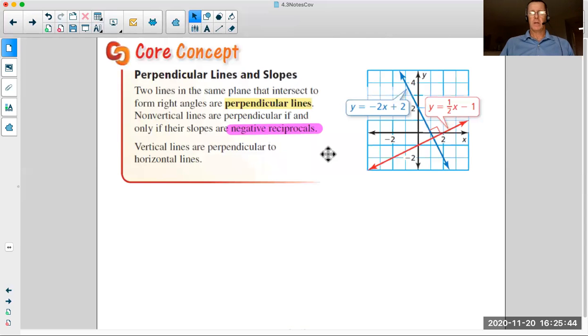All right, moving on. So this would be a great time to stop. We finished with parallel lines. Now we're going to get into perpendicular lines. So if you want to take a break, go for it, but then come on back.